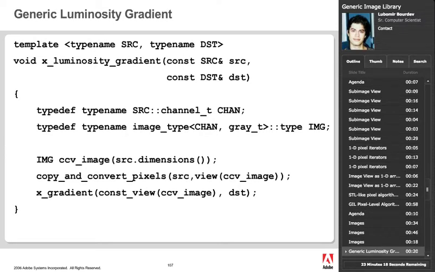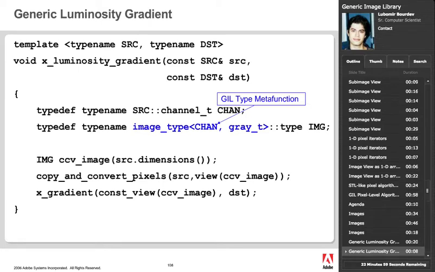Here is how to do that. The body is almost the same, except that we need a generic type for the temporary image. We need the temporary image to be one-dimensional, or in other words grayscale, but its channel type to be the same as that of the source view. Image type is an example of a GIL metafunction.